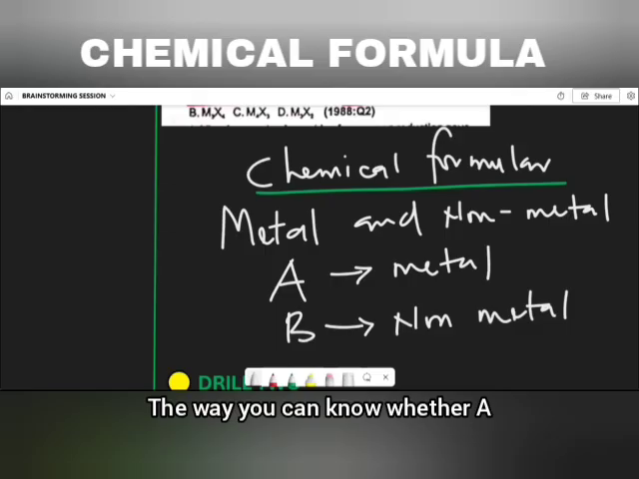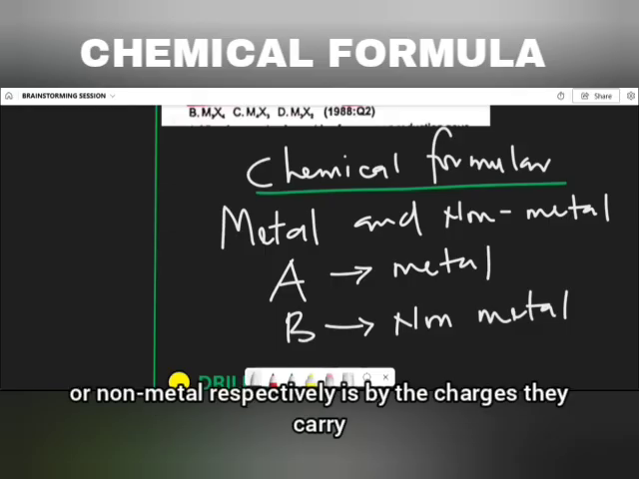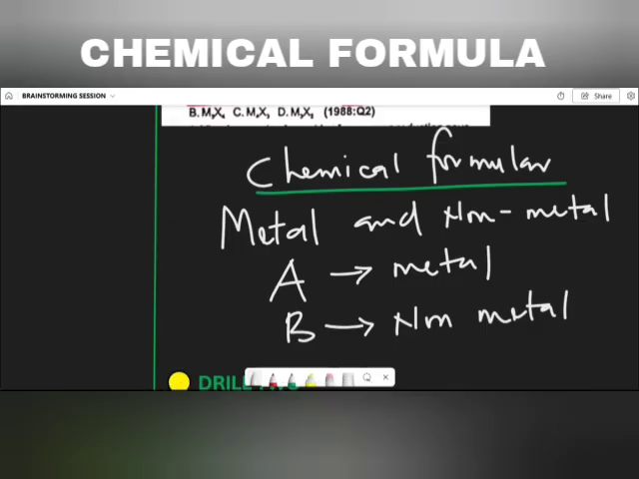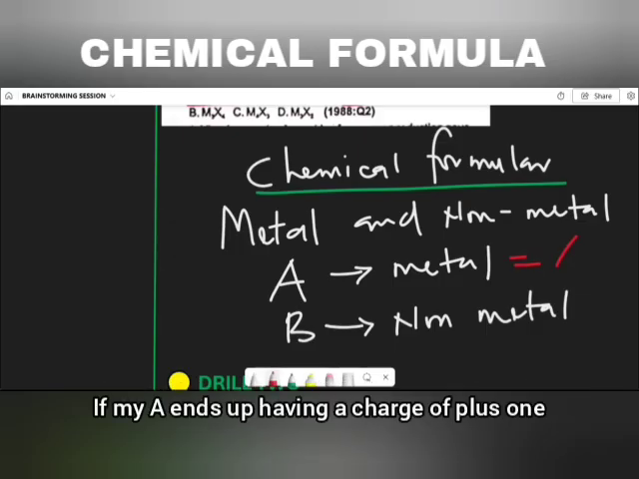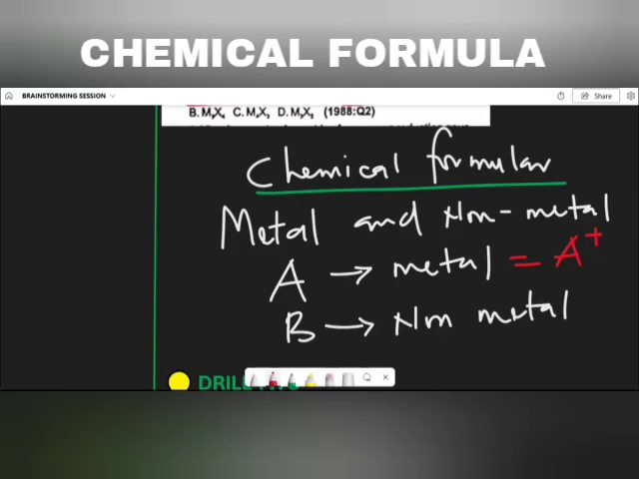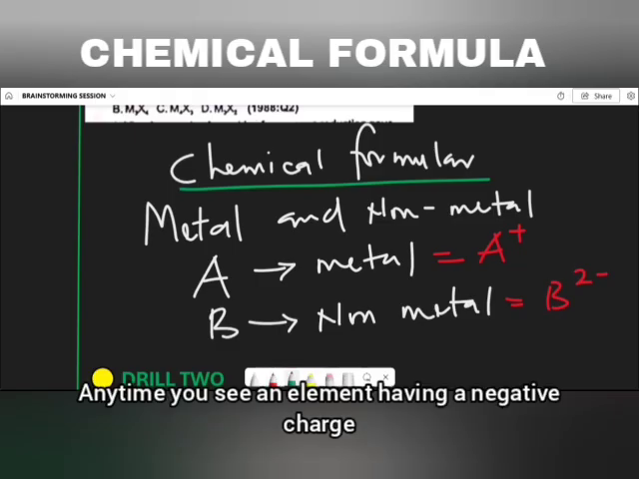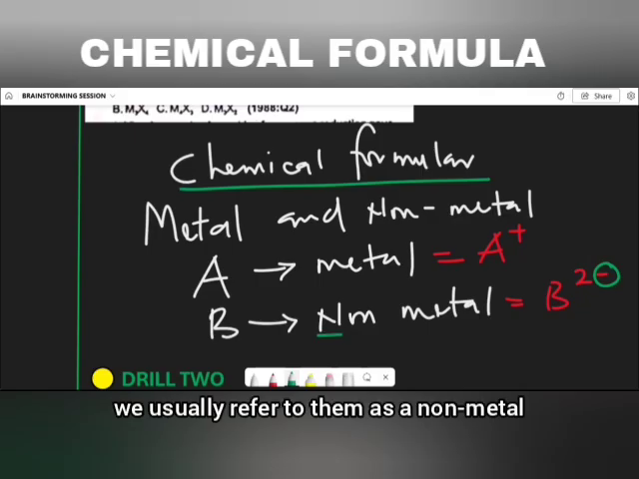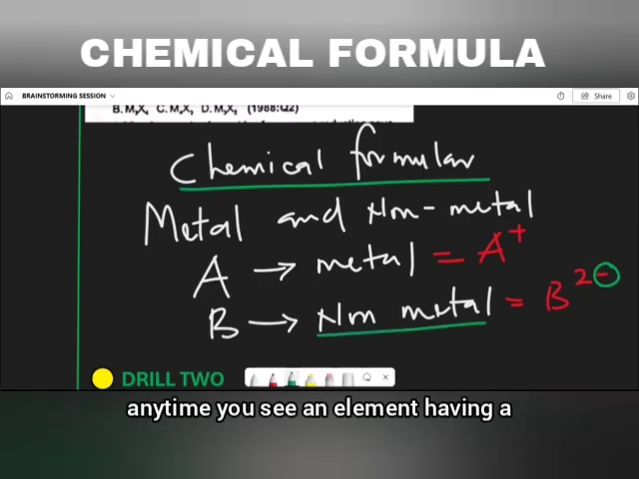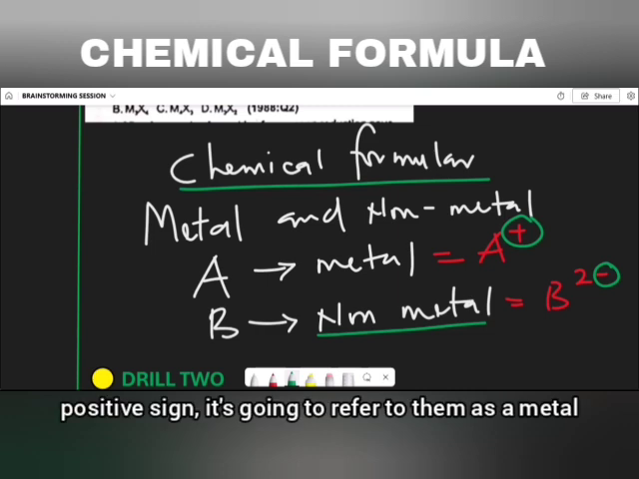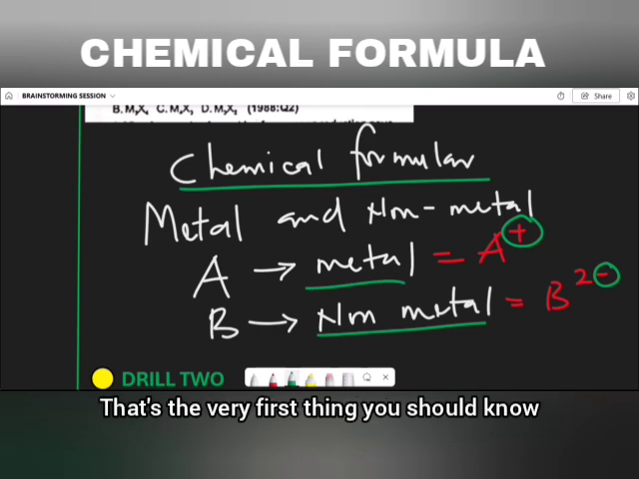The way you can know whether A and B are metal or non-metal respectively is by the charges they carry. If my A ends up having a charge of +1 and my B ends up having a charge of -2. Anytime you see an element having a negative charge, we usually refer to them as a non-metal. Anytime you see an element having a positive sign, we usually refer to them as a metal. That's the very first thing you should know.